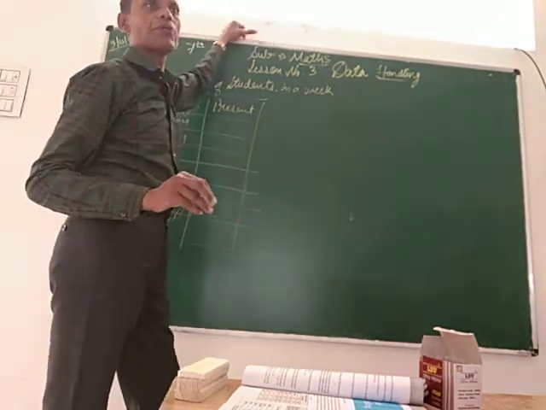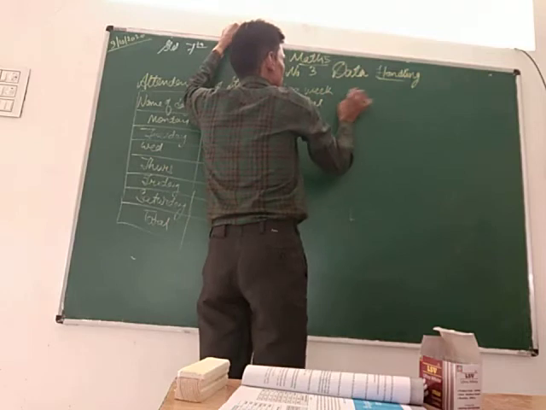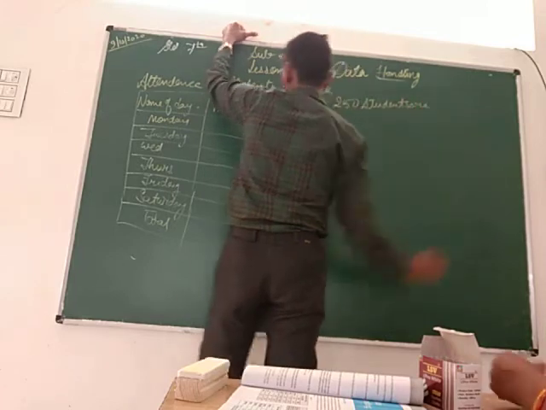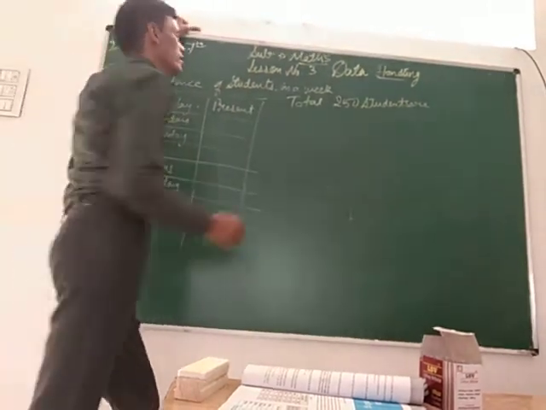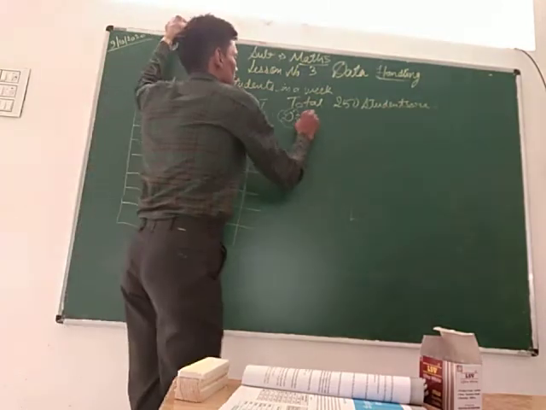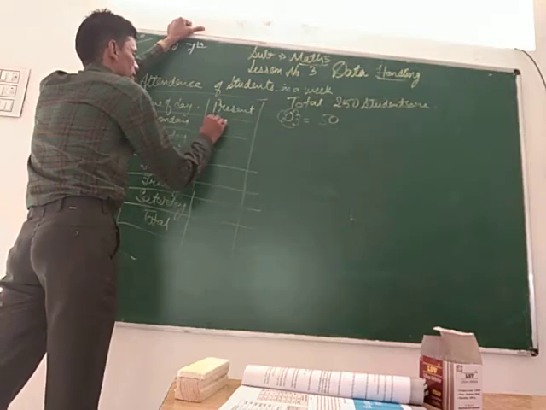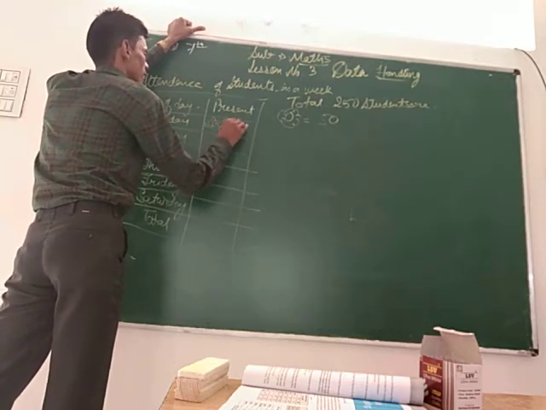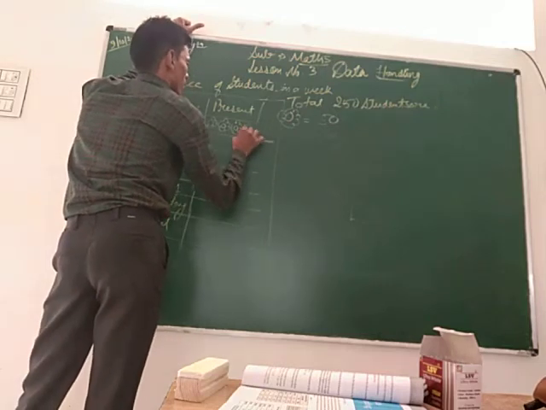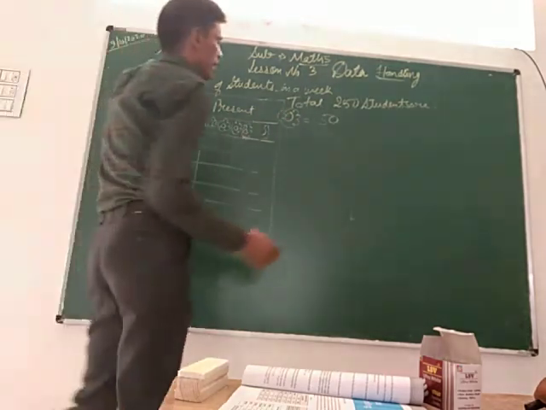Here, suppose there are 250 students in a school. Total 250 students are there in a school. Here, suppose one flower is given. It represents 50 students. Suppose I am writing here like this, 1, and that means this is half. Okay, from this we can get the total number.